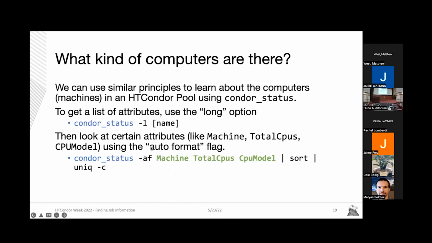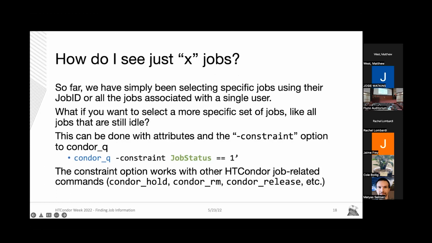And so condor_q has an option called -constraint. There should be a single quote at the beginning here, where you can put, in single quotes, an expression that uses attributes to select a subset of jobs. And this option does work with other condor commands, but we're going to use it in the context of looking at a particular subset of my jobs, in our case, the ones that are idle.